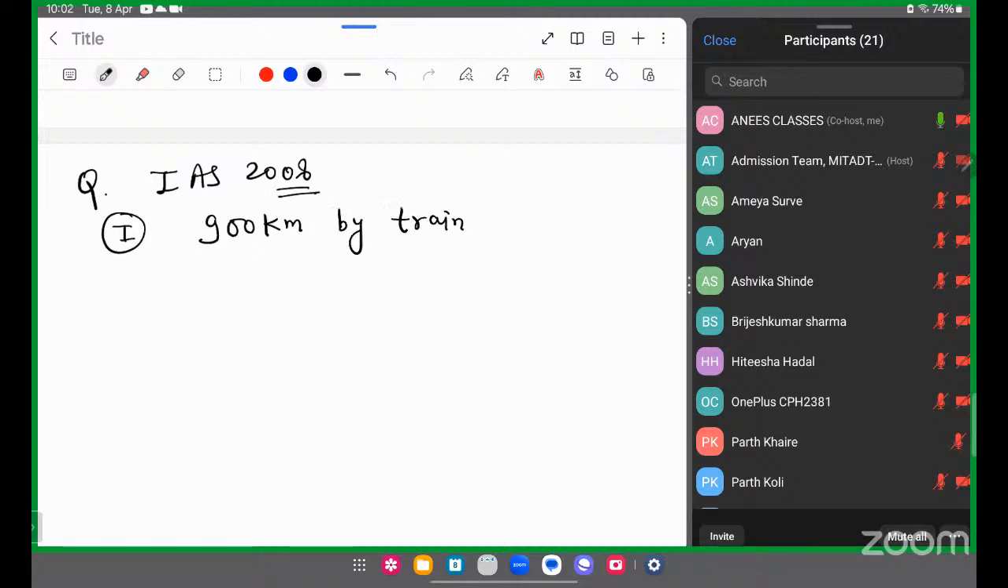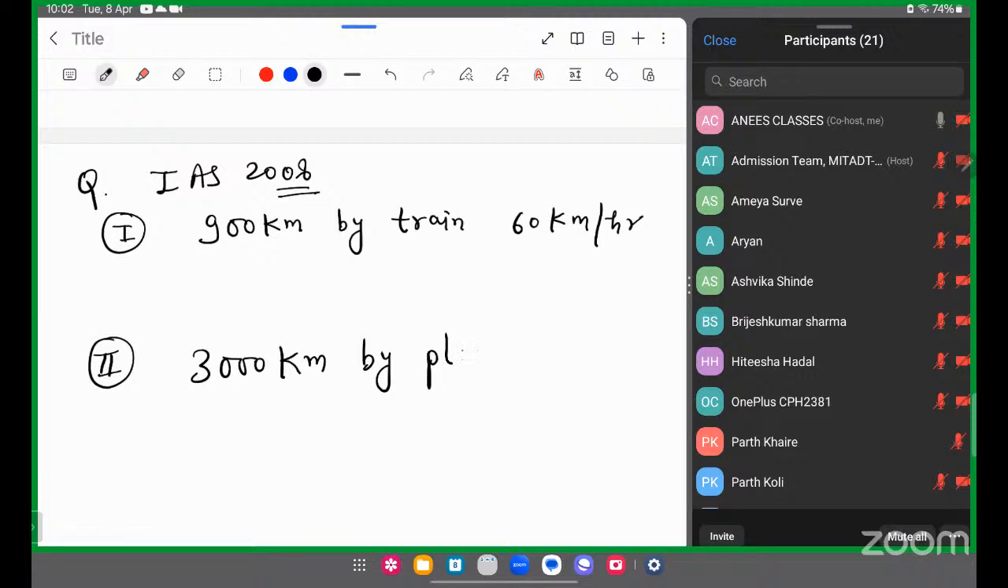The speed of train is 60 kilometer per hour. Second part of the trip is 3000 kilometer by plane. Speed is 500 kilometer per hour.